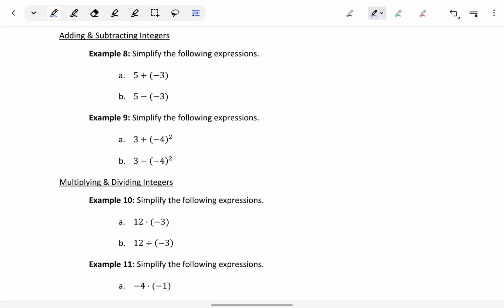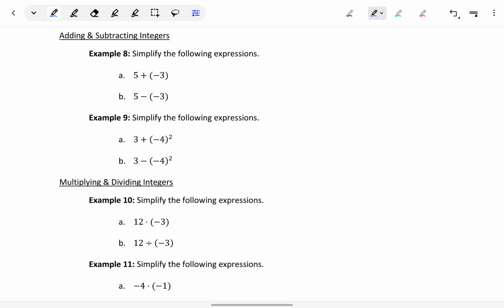Next, we want to take a look at how we add and subtract integers. Really the main thing that we need to pay attention to here is what happens with our negative signs, making sure we're keeping track of those, where they cancel out with another negative sign, so that we don't make small arithmetic mistakes along the way, which is unfortunately a very easy thing to do.